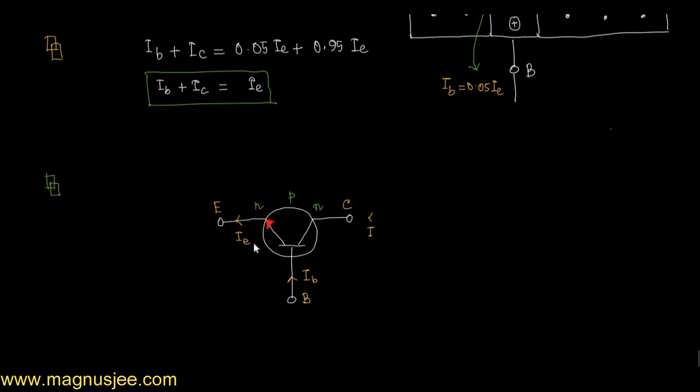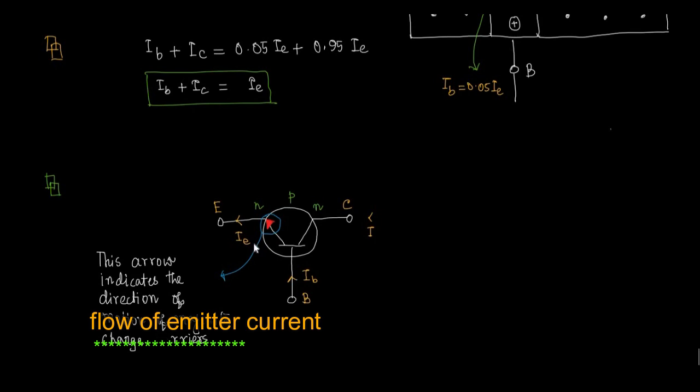Now we can consider the symbol of NPN transistor. The arrow sign on the emitter of the NPN transistor indicates the direction of flow of emitter current with respect to the NPN transistor. The arrow sign on the emitter for NPN transistor indicates the direction of flow of emitter current.